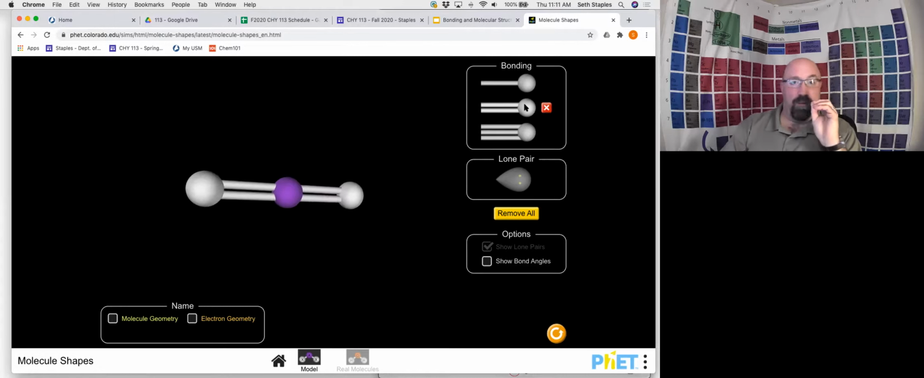Now I've got 2 double bonds around my central atom. This is still only 2 electron domains. There are 2 regions where I find electrons, and that's it.